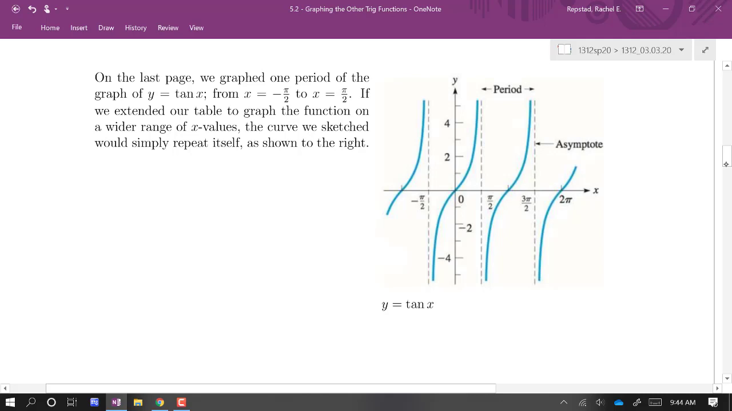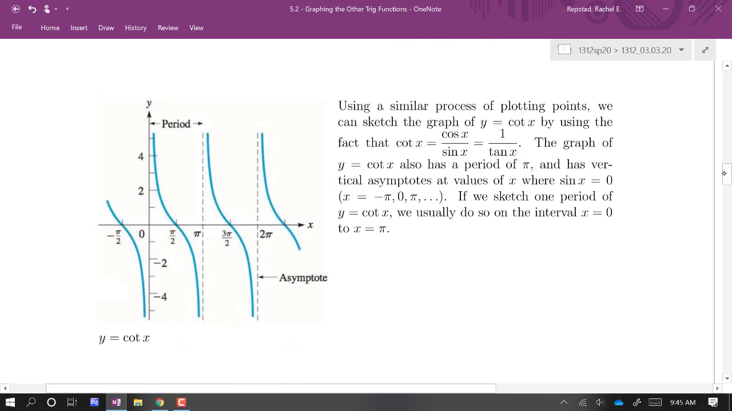If we went through the same process for the cotan function, we would get the same type of behavior, but cotan is the reciprocal, so it's cosine over sine. And so we get those asymptotes where sine is equal to 0. So at the multiples of pi, at 0, at pi, at 2 pi, at 3 pi. And that's what we're looking at in the bottom part of this page.